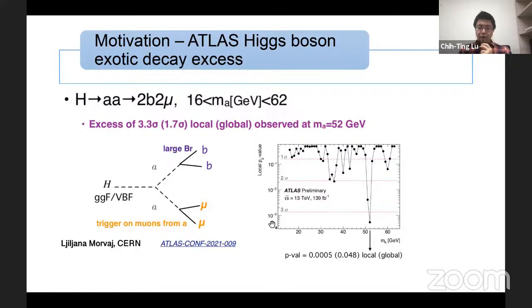And they have a very interesting result. They found, around the mass of m_a equal to 52 GeV, a local excess of about 3.3 sigma. Unfortunately, the global significance is just 1.7 sigma, so we still need more data to confirm whether this is a new particle or not.